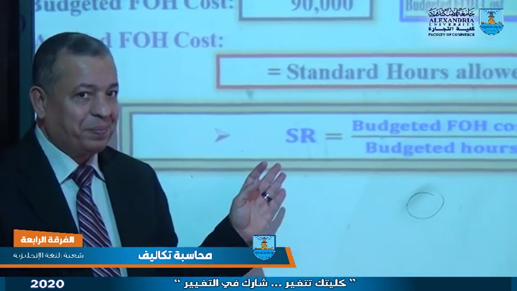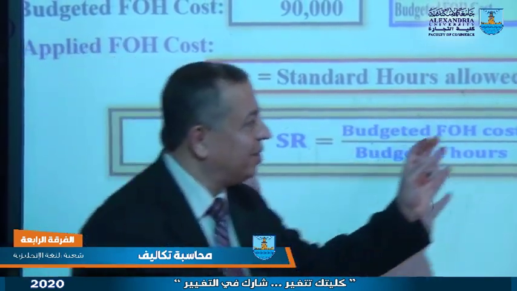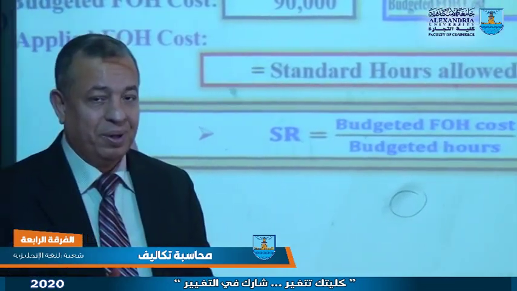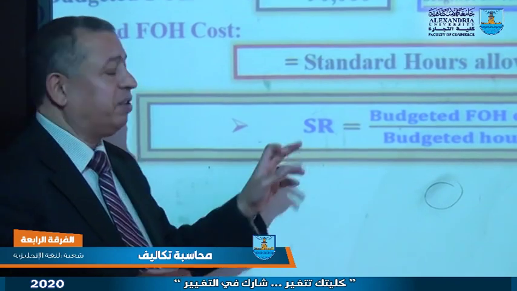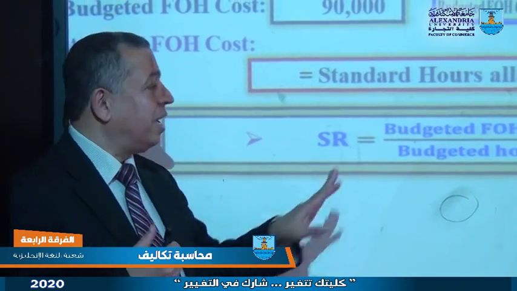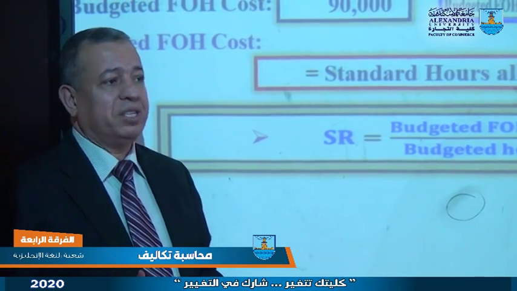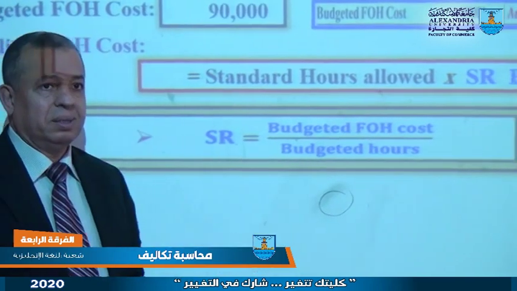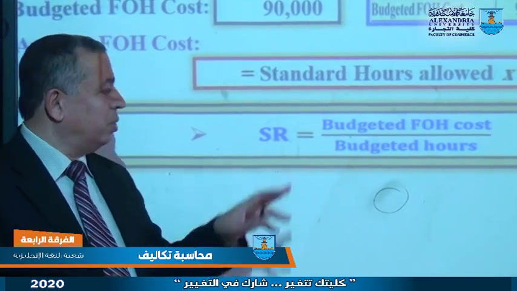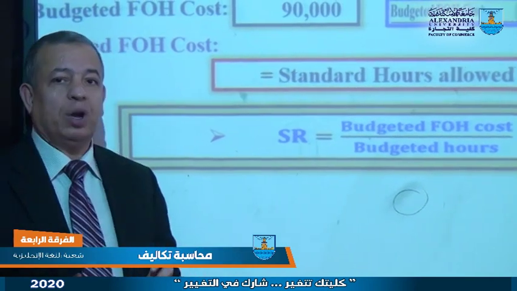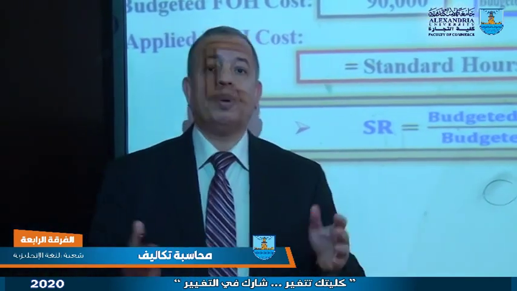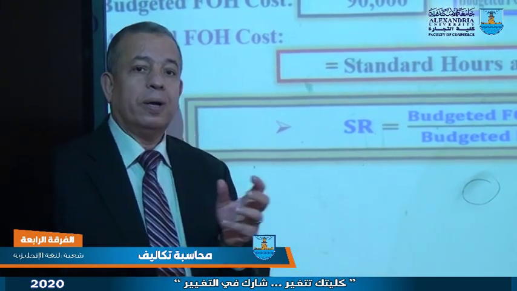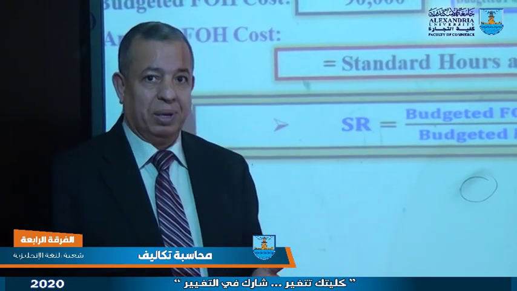If you remember, I showed you how to calculate the standard rate, not for fixed but for variable, in the previous lecture. What is the difference? The standard rate for variable is like the standard rate for fixed, but the difference will be budget variable overhead divided by budget hours. So it is the same equation to calculate standard rates, regardless of whether I speak about variable or fixed. The difference is in using the variable amount or the fixed amount.